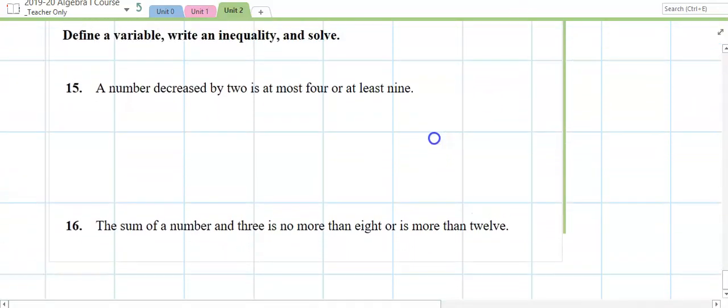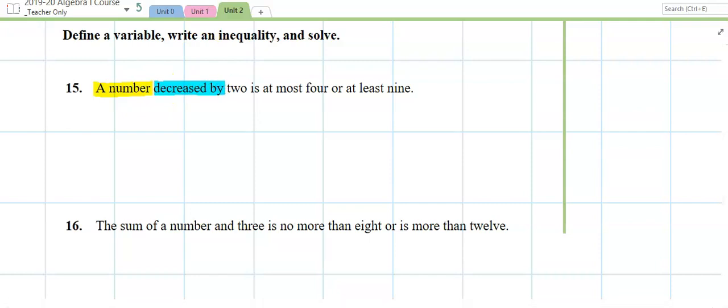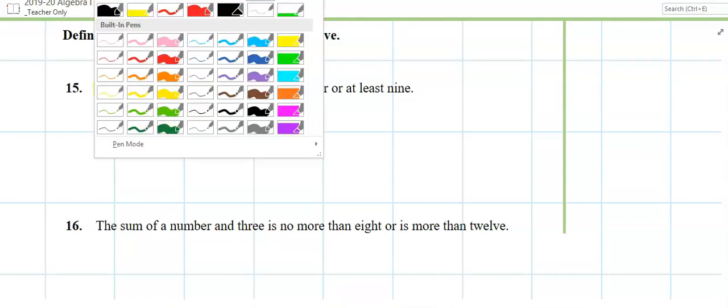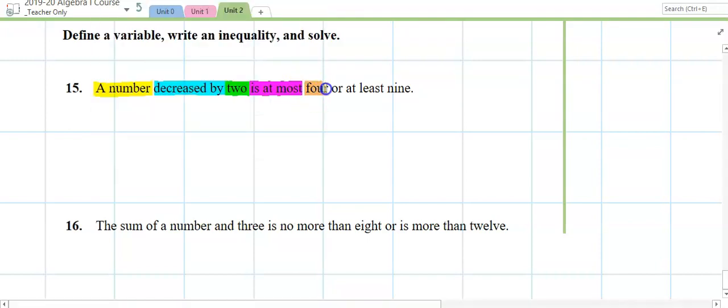We have just 2 more problems for our notes today. We're translating again. A number decreased by 2 is at most 4 or at least 9.